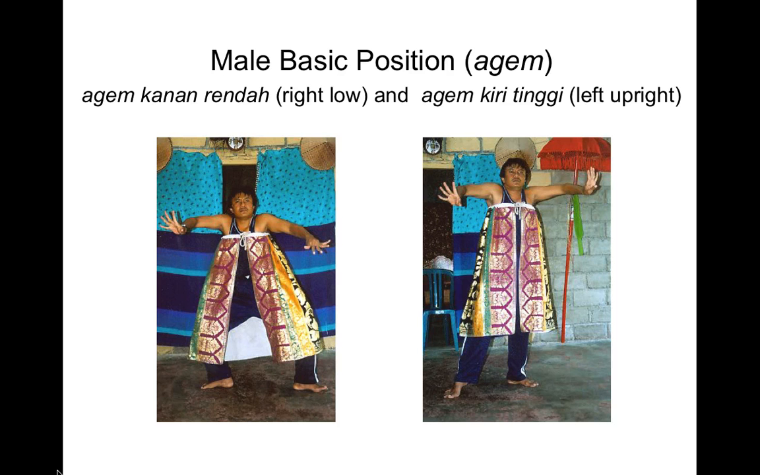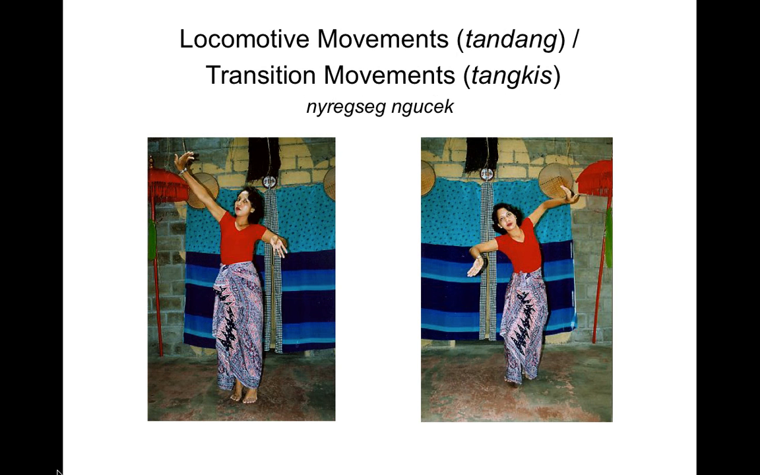So we've talked about the main stationary positions, but now let's talk about some other movements. So how do we move in and out of these stationary positions? Well, there are locomotive movements and transition movements. So these are how we move in and out from one agam to the other, and then transition movements about how we will transition into an agam. So locomotive movements are collectively known as tandang, and transition movements are known as tangkis.